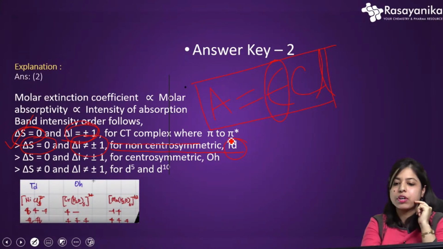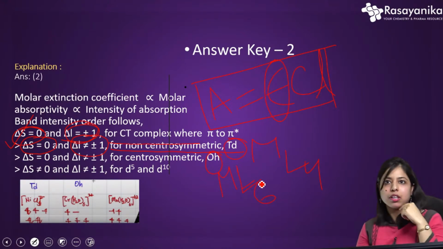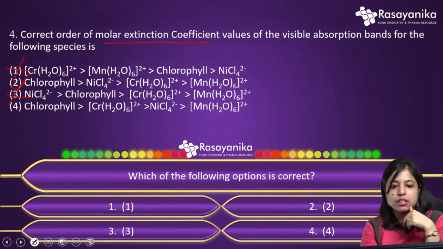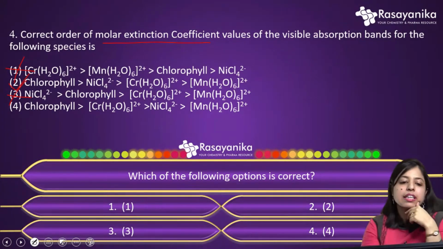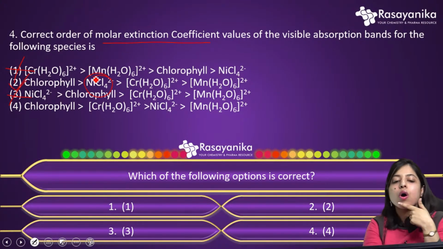Mainly the octahedral type. Tetrahedral means ML4 type and octahedral means ML6 type. Okay, we all know this. So just look at our options and the molecules. There is NiCl4 2-, a tetrahedral complex, and it is also a non-centrosymmetric molecule.